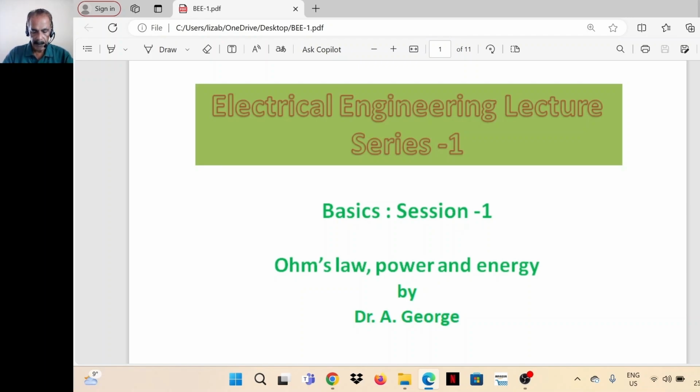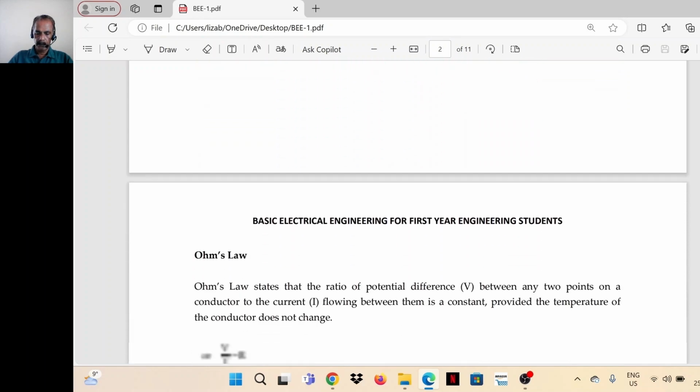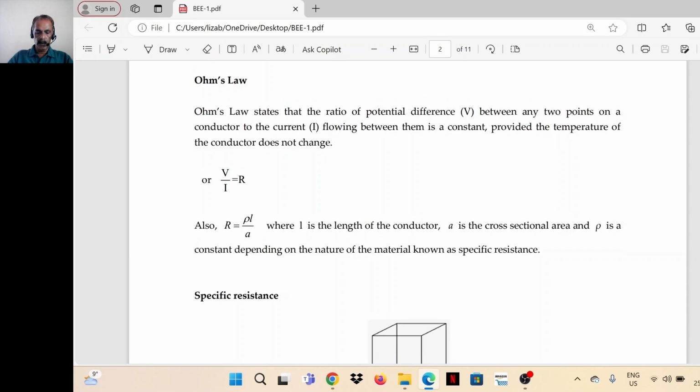This is the first session of the electrical engineering lecture series. In this session, Ohm's law, power and energy are the topics covered. So most of you are familiar with the very fundamentals. I'll give a brief introduction about the theory part and then we'll start working out a few examples.